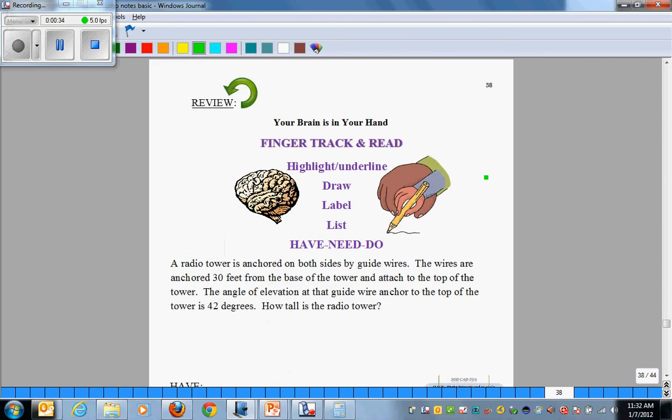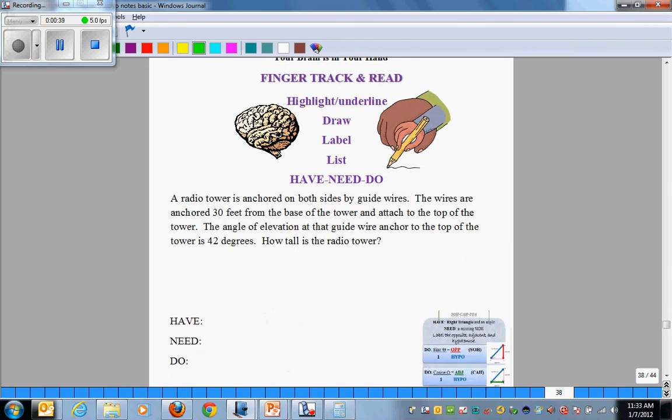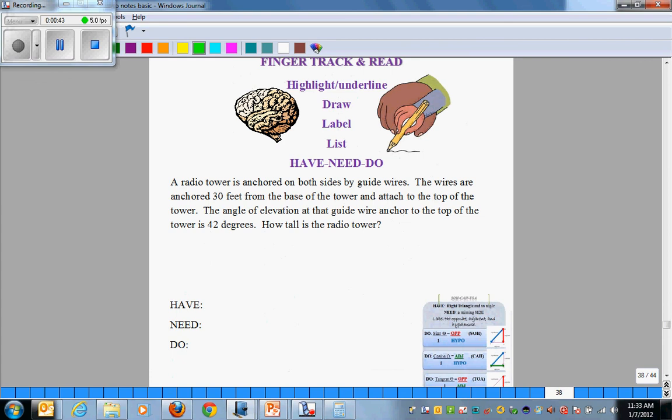We're going to do a quick review using brain and hand techniques. I would like you to finger track and read this problem, highlight, underline, draw, label, list, have, need, do, and solve. Pause the video at this point and attempt to solve this problem on your own, then come back and check your work.